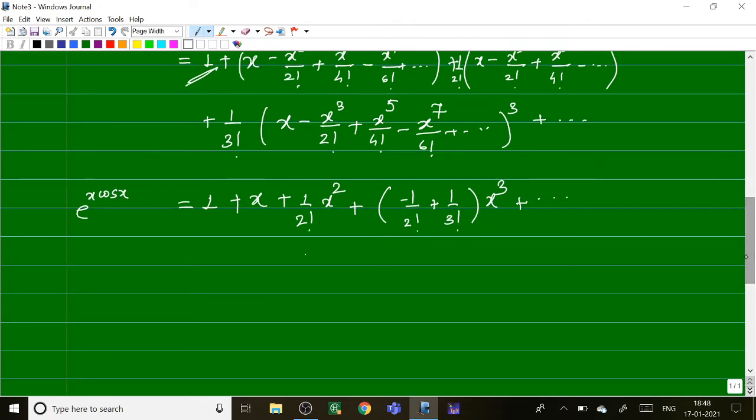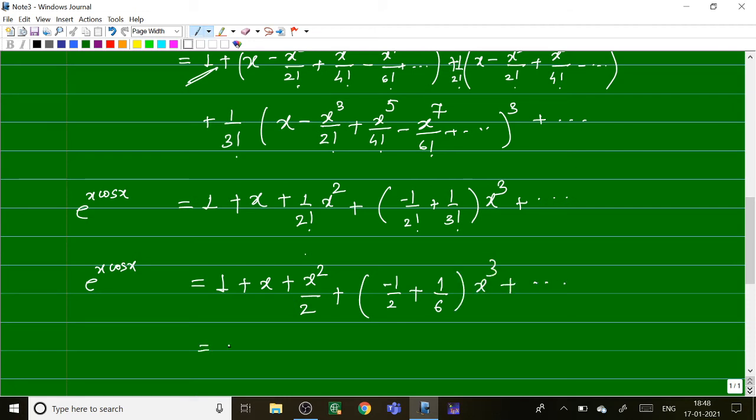Now we rewrite this. So e raised to x cos x is equal to 1 plus x plus 1 by 2 factorial, which is 2, so x square by 2, plus minus 1 by 2 plus 1 by 6, 3 factorial is 6, x cube plus and so on.